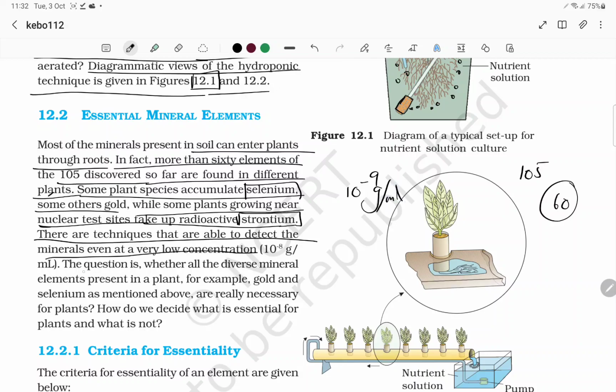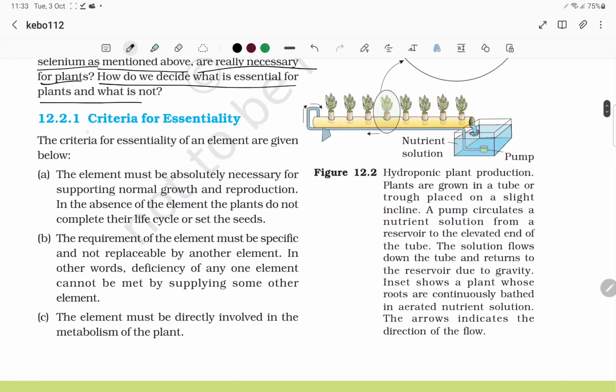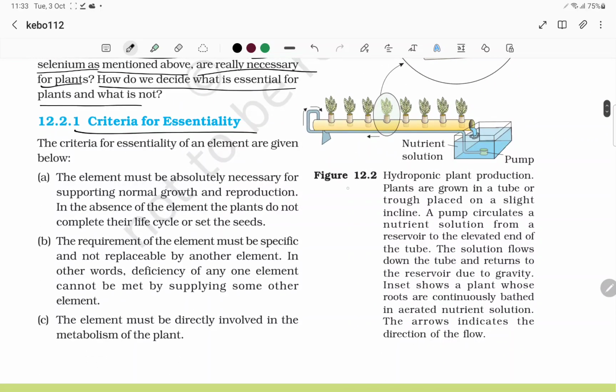So the question is whether all the diverse mineral elements present in a plant, for example gold and selenium mentioned above, are really essential. No. How do we decide which elements are essential for plants and which are not? Okay, so let's see the next thing, criteria for essentiality. The criteria for essentiality of an element are given below. So let's talk about this very important thing.